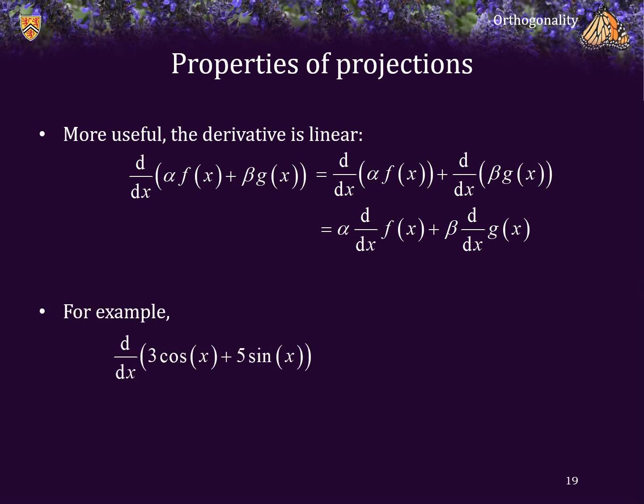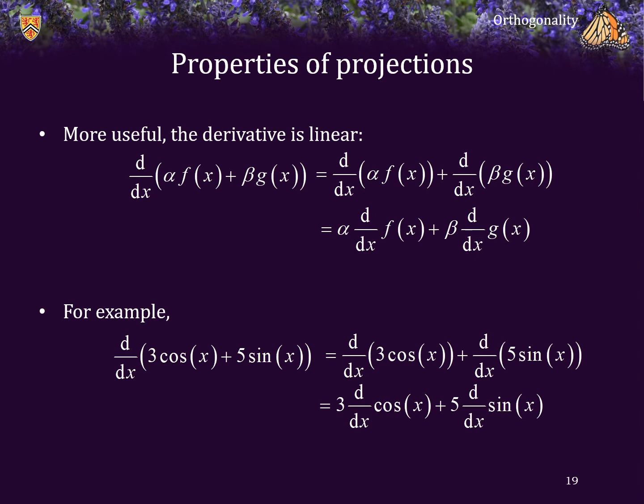For example, if you were to calculate the derivative of 3 cos plus 5 times sine, that's just equal to the derivative of 3 times cos plus the derivative of 5 times sine, which is just 3 times the derivative of cos plus 5 times the derivative of sine. But the derivative of cos is negative sine and the derivative of sine is cos, so that is equal to that expression there.